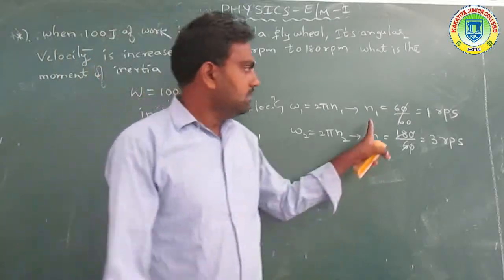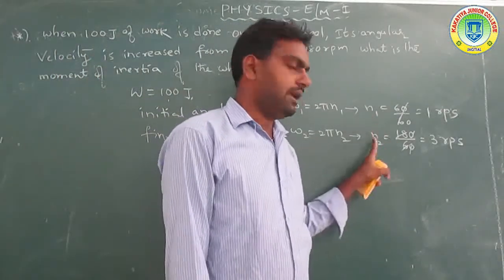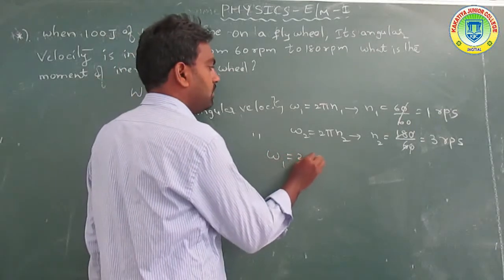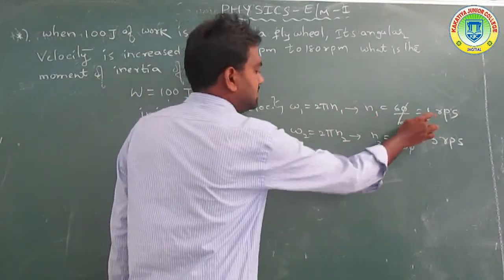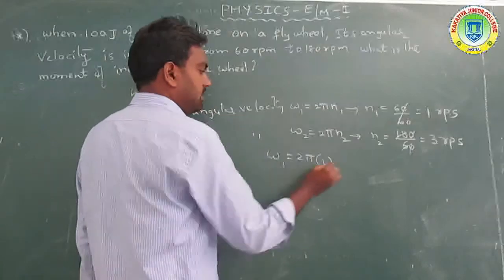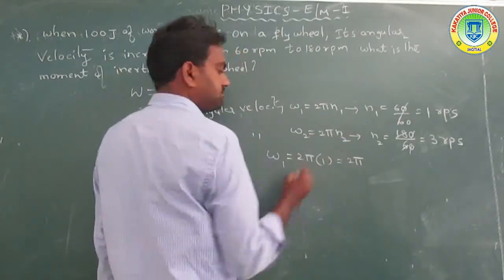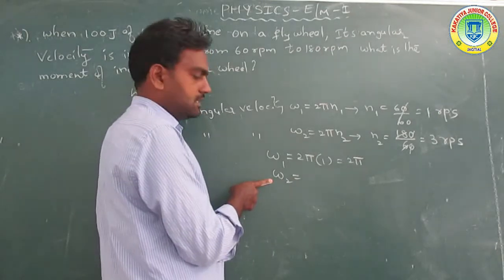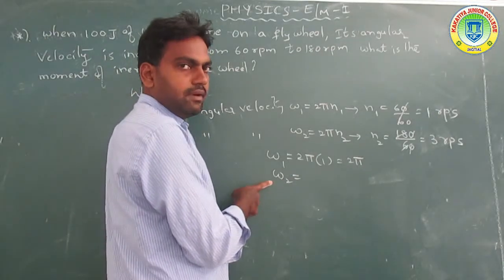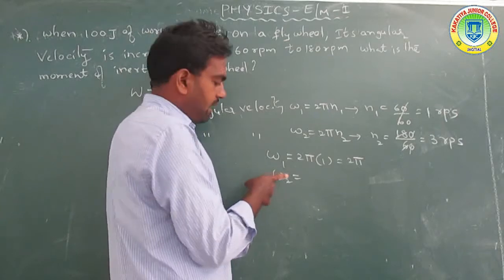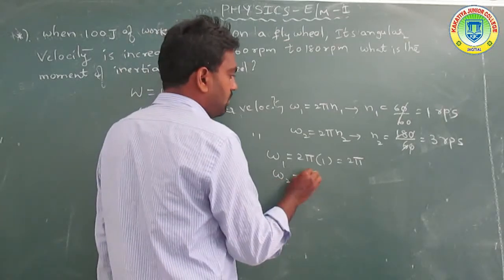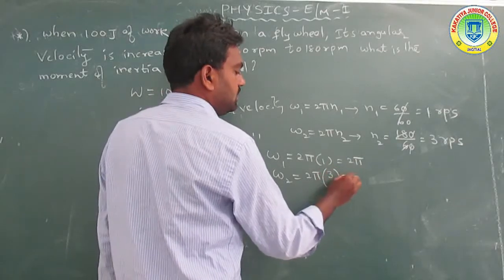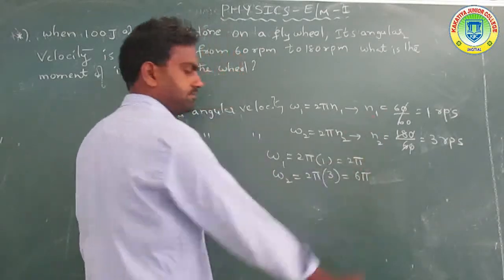So the frequency increased from N1 to N2. Now substituting in omega 1: omega 1 is equal to 2 pi N1. N1 is 1, so that is 2 pi. Now omega 2 is the angular frequency, or angular velocity. Angular velocity omega 2 is equal to 2 pi N2. N2 is 3, so that is 6 pi.